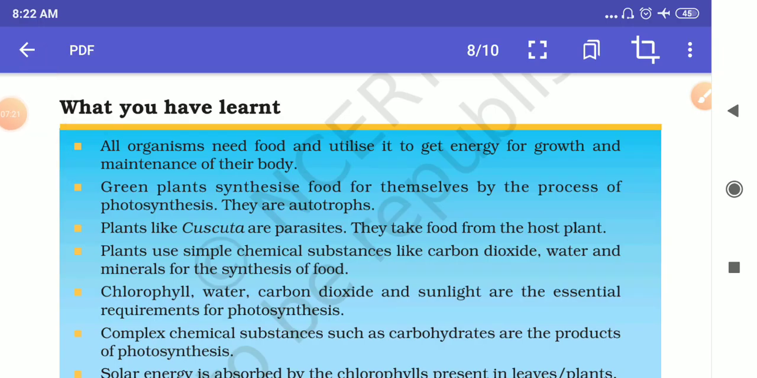This is the end of this chapter. What we have learned till now in this chapter, we will summarize, it is already summarized in your book, that all the organisms need food for the growth and maintenance of their body. Green plants synthesize food for themselves by the process of photosynthesis. That's why they are called autotrophs. And those plants who cannot prepare their food and are dependent on other plants for their food are called heterotrophs. For photosynthesis, chlorophyll, water, carbon dioxide, sunlight are essential requirements.